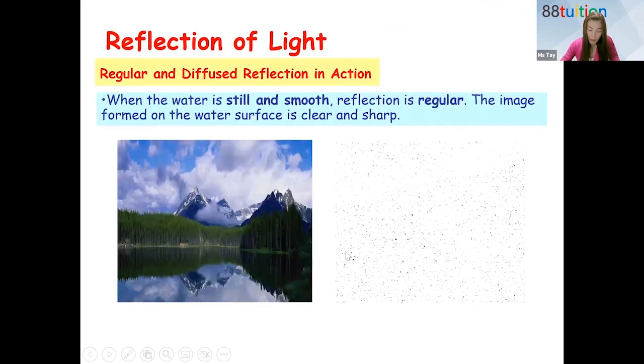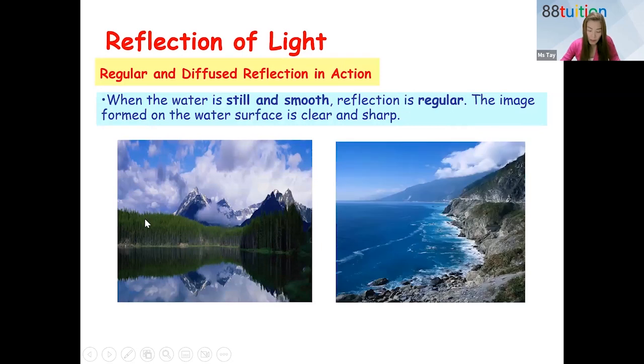Now, comparing these two, you can see the first diagram shows very still, very smooth water. The surface is so smooth that you get a regular reflection, a very sharp image, very clear. But if the water is moving, the surface is no longer smooth and still, it is very uneven. So the kind of image that you get will look like this, almost nothing. Even if you can see something, it is very, very blur. So this is called diffuse reflection.